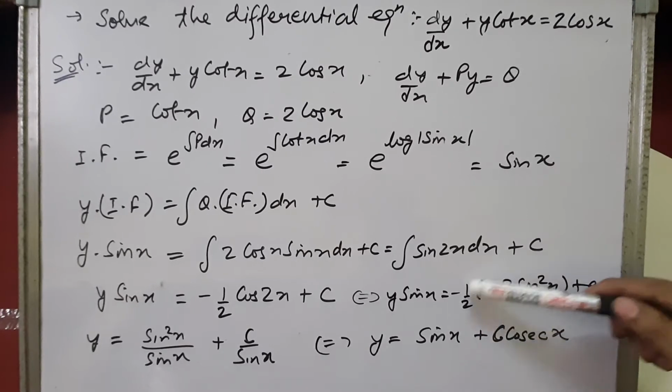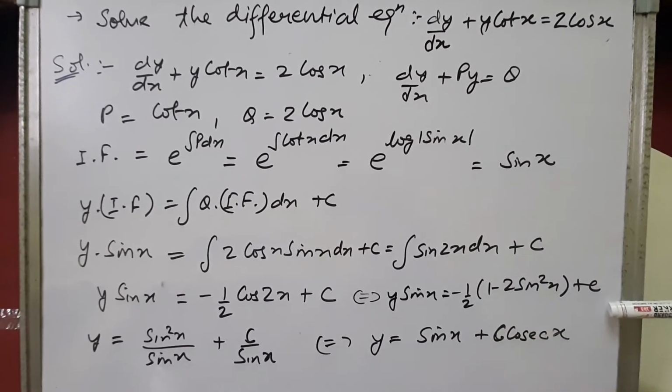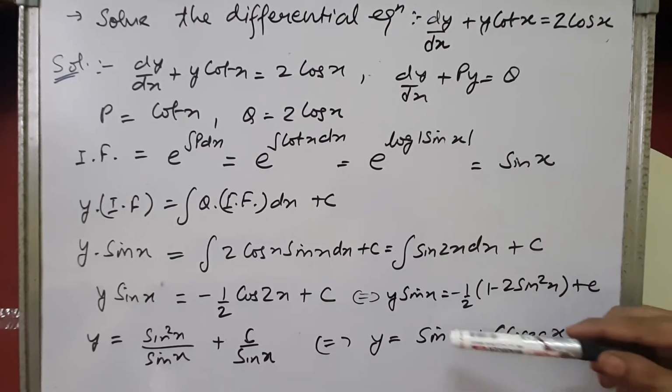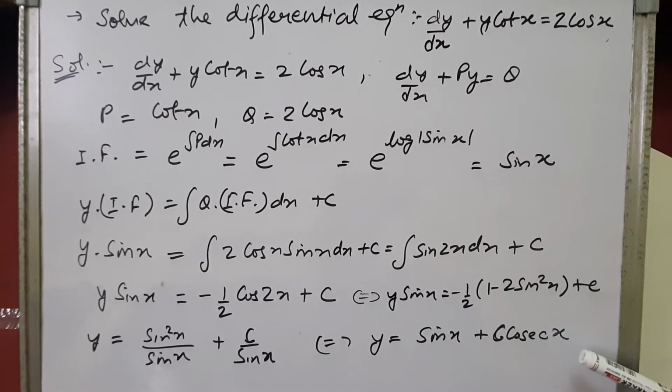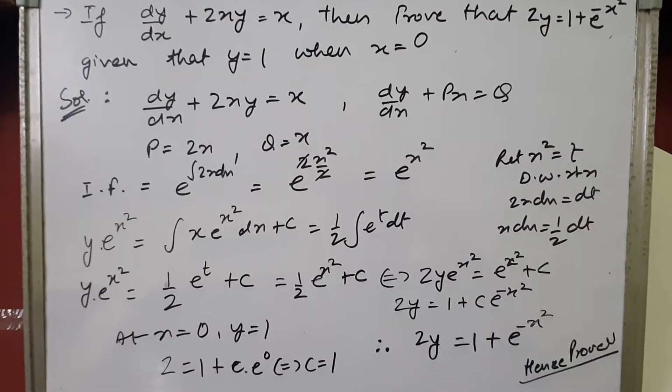Alright, so this minus 1 by 2 into 1, it will be consumed in the constant, and when we multiply this sin x to the right hand side, what we'll get? y equals to sin square x upon sin x. This 2 and this 2 will get cancelled. Okay, y equals to sin square x upon sin x, it will be sin x, and c upon sin x will be cosec x. So the solution of the differential equation will be y equals to sin x plus c cosec x. Alright, children, please note the solution.